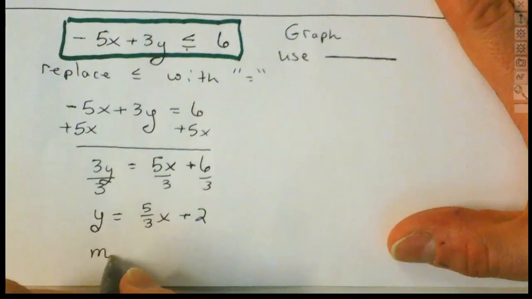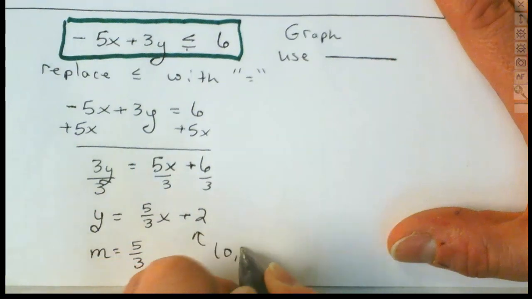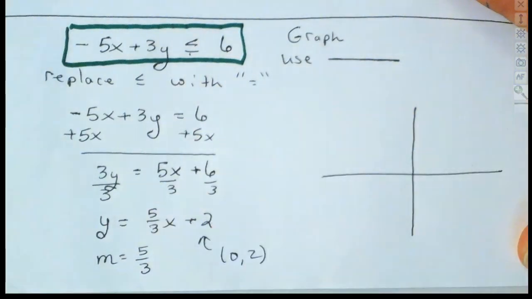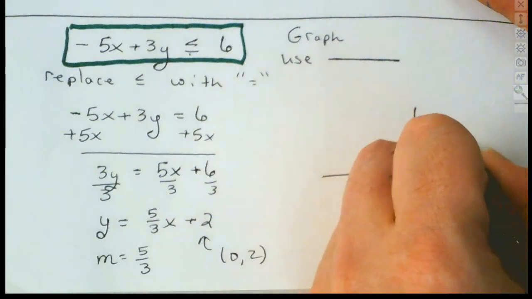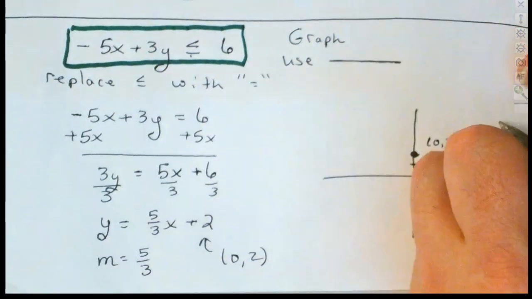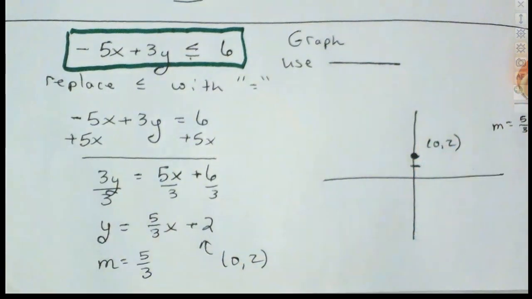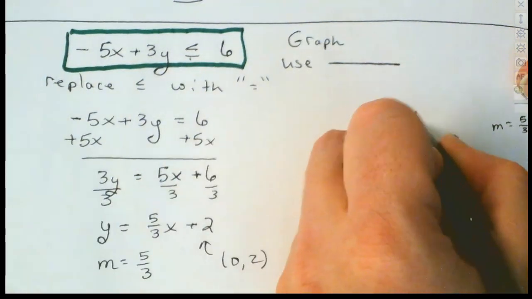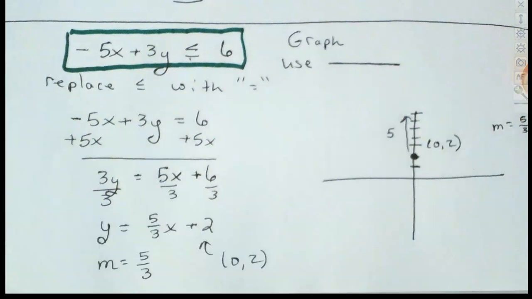What's my slope? Well, my slope is 5/3. What's the y-intercept? 0, 2. So that's up 2 right here. There it is. What's my slope? 5/3. So up and over. So up 5 units. We're at 2, so we're going to go 3, 4, 5, 6, 7. 5 units up, and 3 units over.